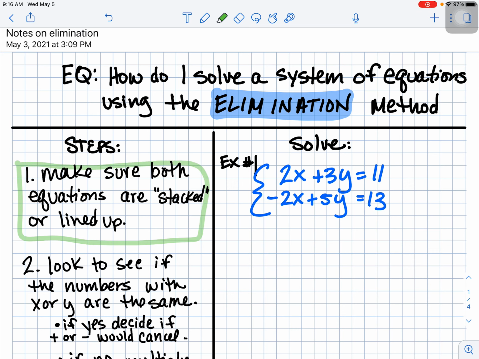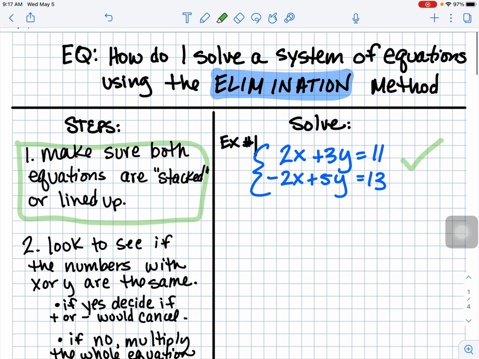And what I mean by that is look at the structure of the two equations. These two equations are both in standard form, which means that they're lined up. So the x's are on top of the x's, the y's are stacked on top of the y's, the equal signs are stacked on top of each other, and the constants are stacked on top of each other. So this just tells me that this is an excellent equation that I could use for elimination to make things a little bit more simple than solving for substitution. So step one, check, they're stacked, everything's ready to go.